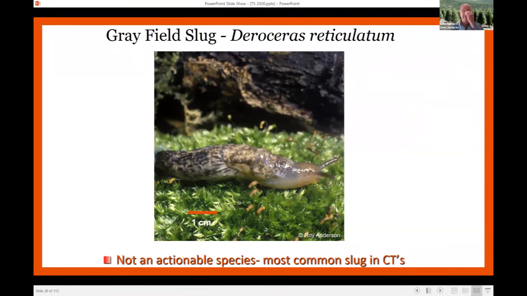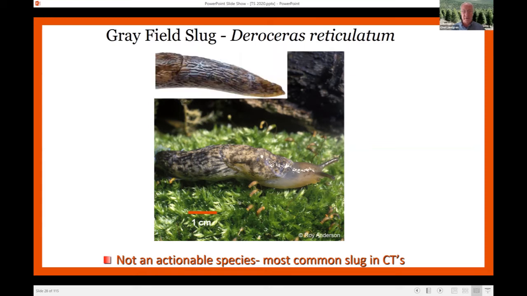To give you just a brief introduction to how to identify these guys, this is the most common slug that we have in Christmas trees, the gray field slug. Again, it's not one that will cause rejections as long as they can identify this slug from the other ones. It's pretty ubiquitous, found in a lot of places around the country, and I think it was introduced into Oregon, if I remember right.